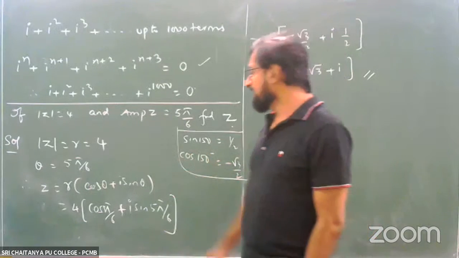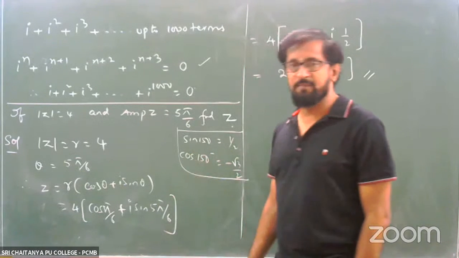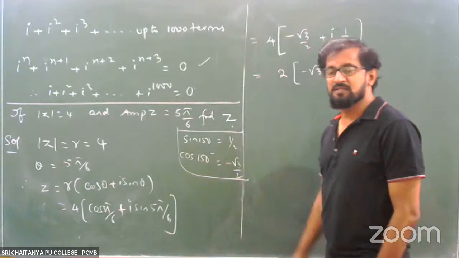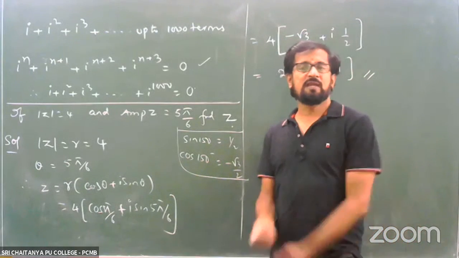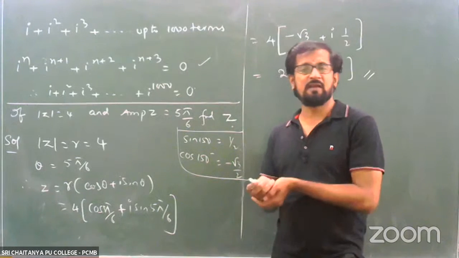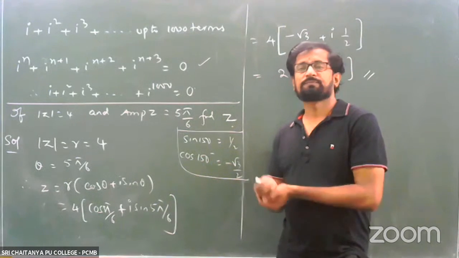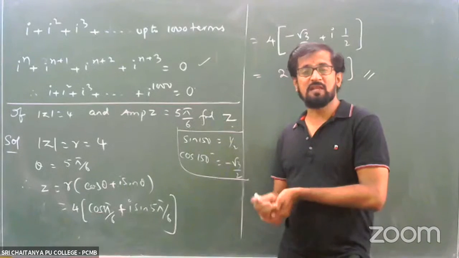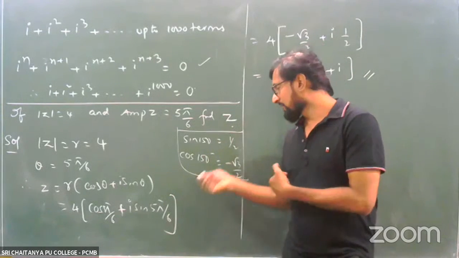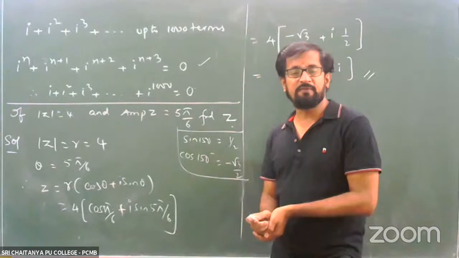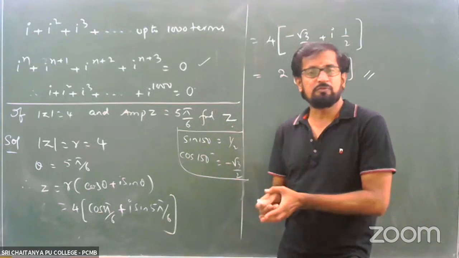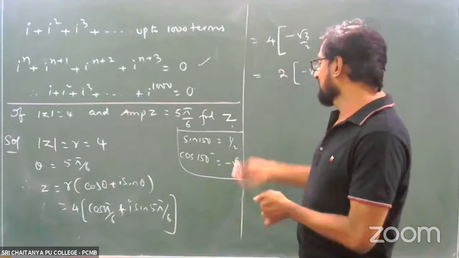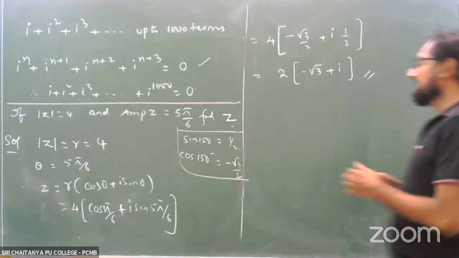5 pi by 6 is equal to 150 degrees. Cos 150 degrees is equal to cos of 90 plus 60, which can be written as minus sin 60, that is minus root 3 by 2. And sin 150 can be written as sin of 90 plus 60, which is equal to cos 60. Cos 60 value is equal to 1 by 2. Copy this one.